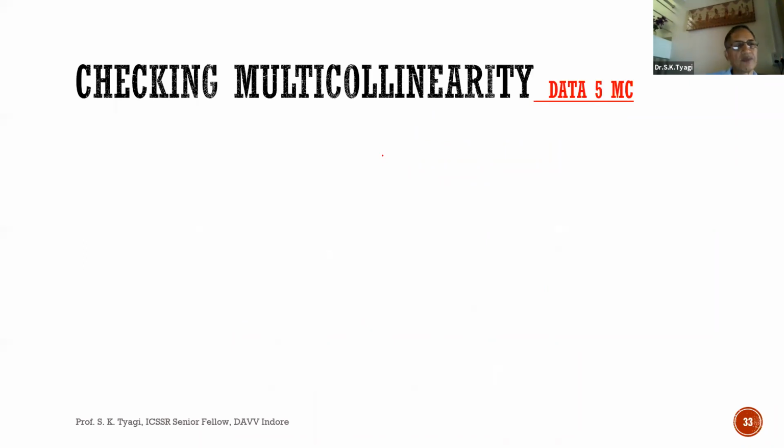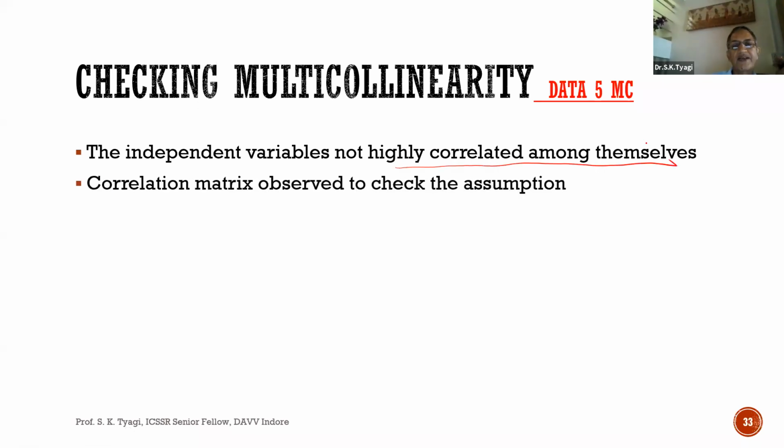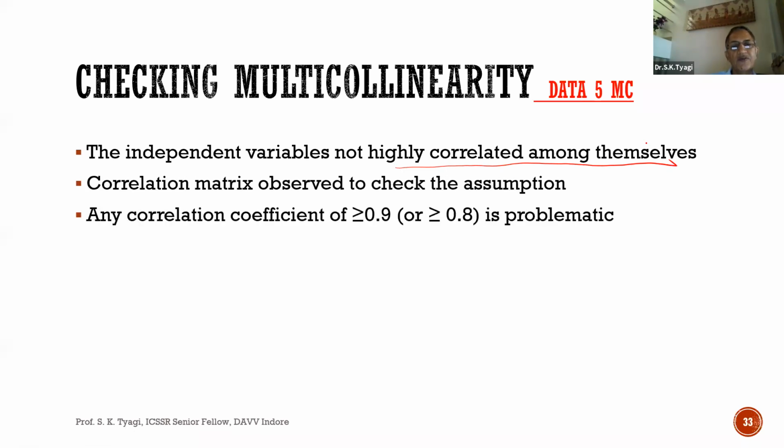Now, the last assumption is the assumption of multicollinearity. There should not be any multicollinearity. What does it mean? It means the independent variables should not be highly correlated among themselves. The correlation matrix is observed to check this assumption. Now, what is the criterion? They should not be highly correlated. Highly means what? A correlation coefficient greater than 0.9, or some people say 0.8, is problematic.